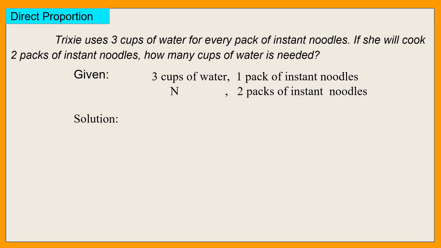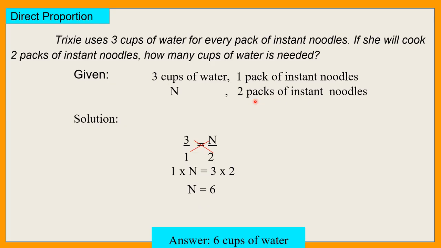So, solution. So, gawin natin dito, since this is direct proportion, 3/1. Yan. And then, N over 2. Diba? And then, cross-multiply, you have 1 times N and 3 times 2. Yan. So, mabilis lang to. 1 times N is just N and 3 times 2 is 6. So, kailangan mo ng 6 na cups of water. So, yun yung kailangan ni Trixie pala. 6 na cups of water dahil 2 instant noodles na ang kanyang lulutuin.